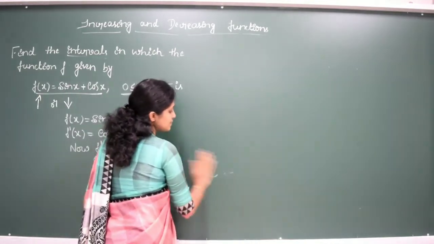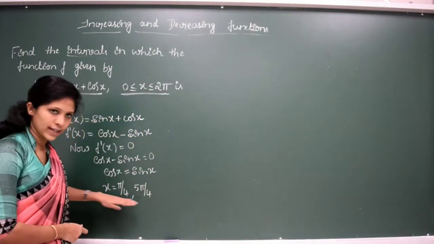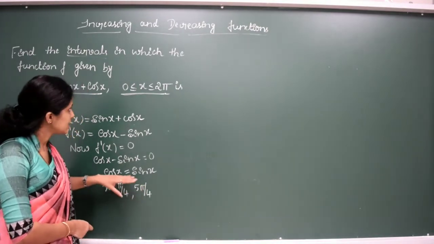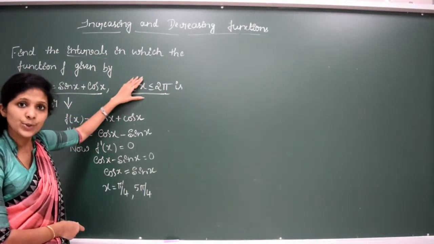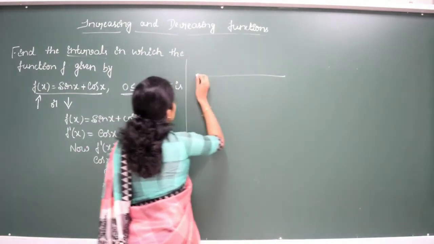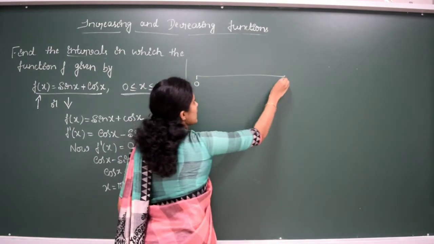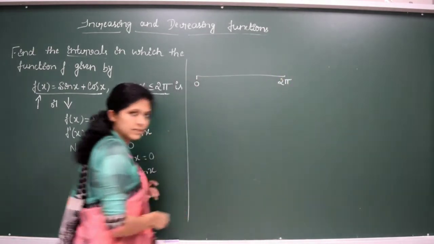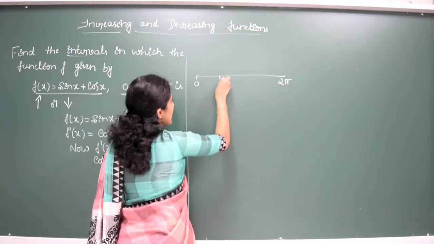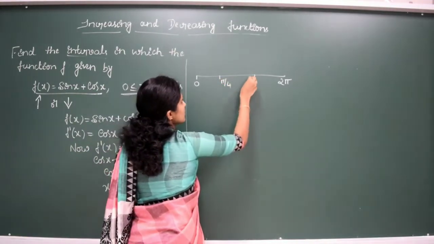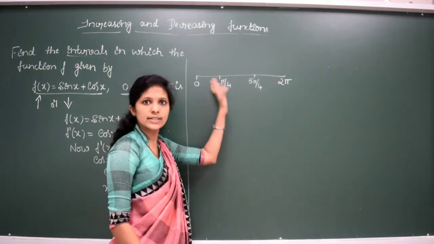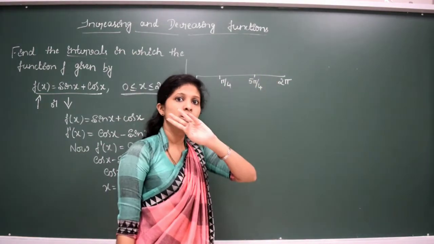So now here we got two values, right? So the number of values of x is 2. Obviously these two values divide this interval into 3 parts. Is it clear? Now the interval is given from 0 to 2 pi. Now we got the values of x as pi by 4 and 5 pi by 4. Somewhere pi by 4 will be there and here somewhere 5 pi by 4 is there, right? So these two values divide the interval into 3 parts.